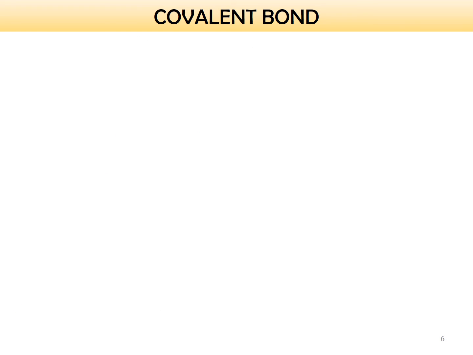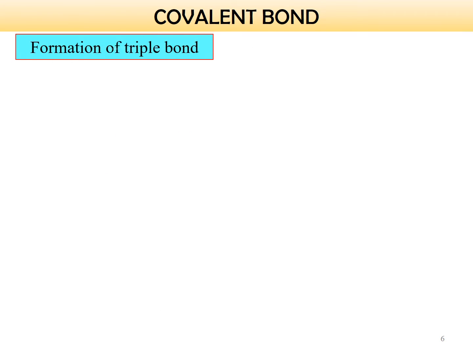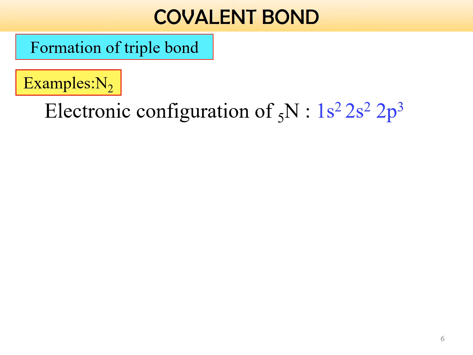For some simple molecules containing a triple bond, I use the nitrogen molecule as an example. First, find the valence electrons by writing the electronic configuration. So, the electronic configuration of a nitrogen atom is 1s2, 2s2, 2p3. Nitrogen has 5 valence electrons, so it needs 3 more valence electrons to complete its octet.